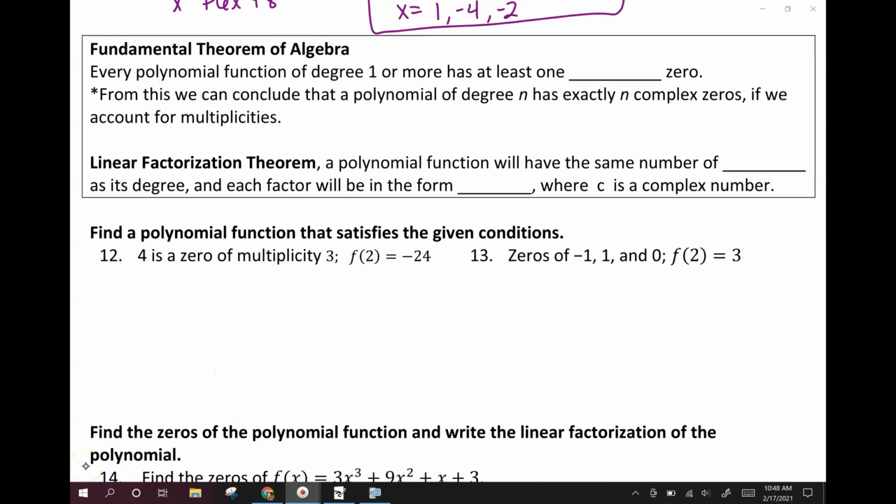All right, this is 5.5 part 3. We are now looking at the fundamental theorem of algebra and then the linear factorization theorem. So let's see what these two theorems say.